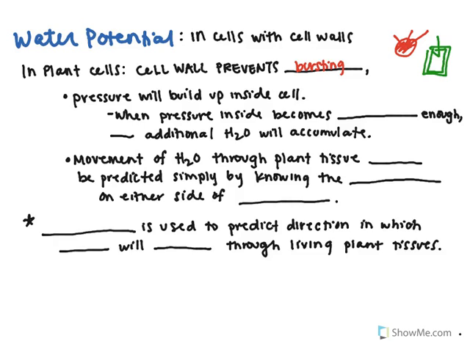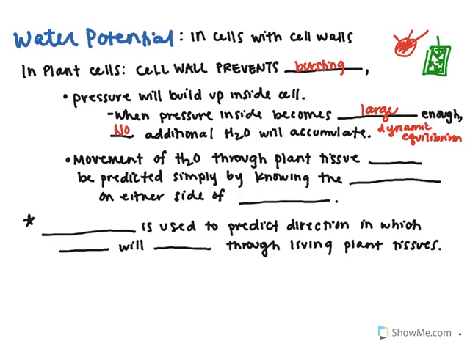instead of the cell bursting when water comes in, it actually puts pressure on the cell wall. And so when we're talking about osmosis in plants, we have to take this pressure into account. So anyways, pressure will build up inside of the cell. When the pressure inside of the cell becomes large enough, then no additional H2O will accumulate. It will be in dynamic equilibrium with its surroundings. And that is when the plant cells are happy. That's when they will be turgid and they will be stiff so that the plant can stand up.